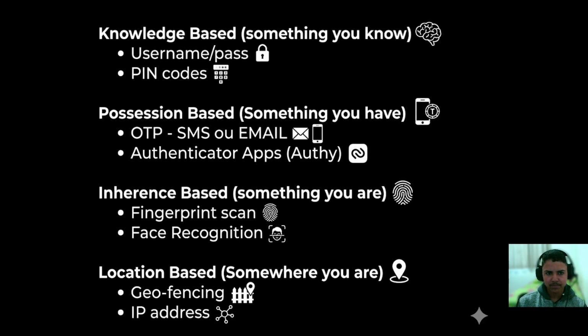So let's go. Basically there are four ways of knowing if the user is really who he says he is. Knowledge based, that's something just the user knows. It can be his username and password or his email and password, PIN codes. We have possession based, that's something just the user has. It can be SMS or email, authenticator apps.